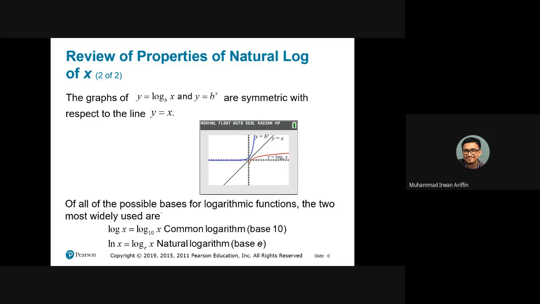So there are two mostly used logarithmic functions: the common logarithm, which is to the base of 10, and the natural logarithm with the base of e.